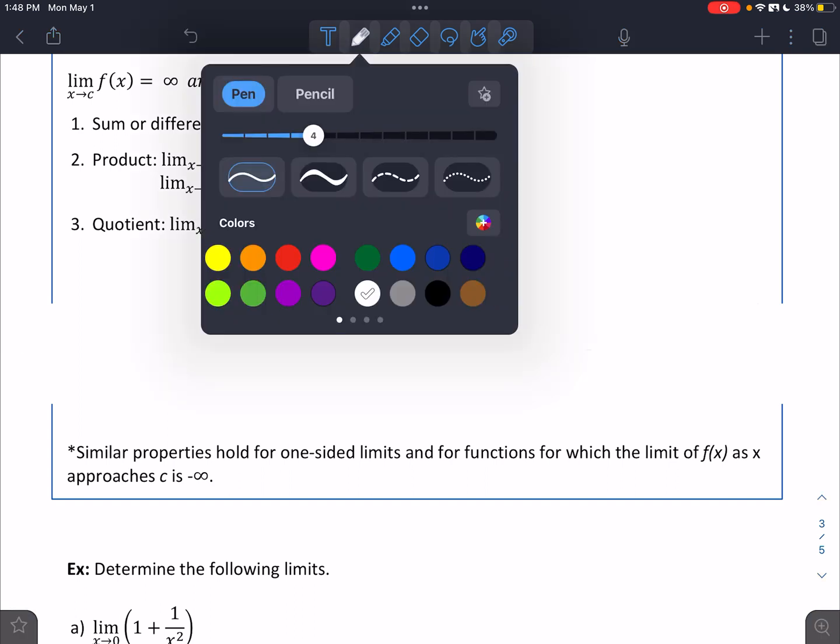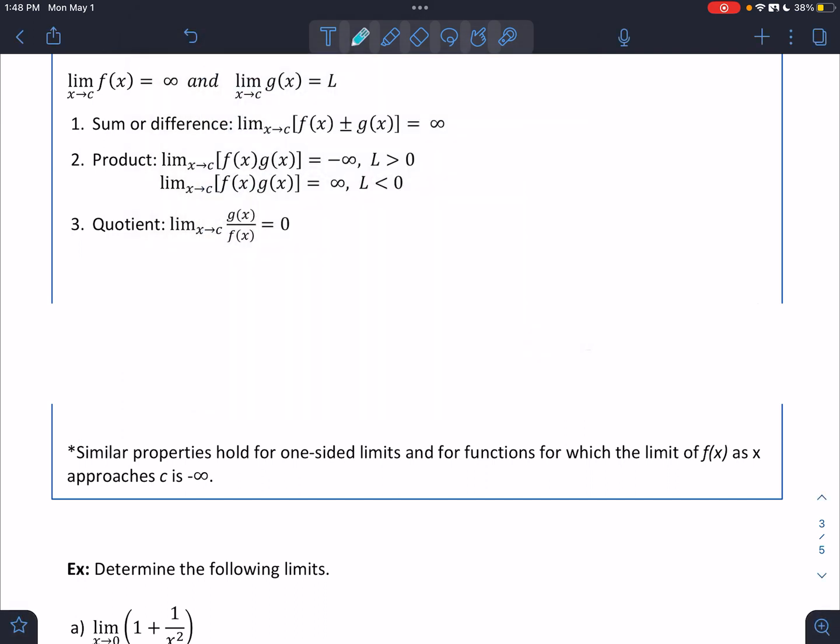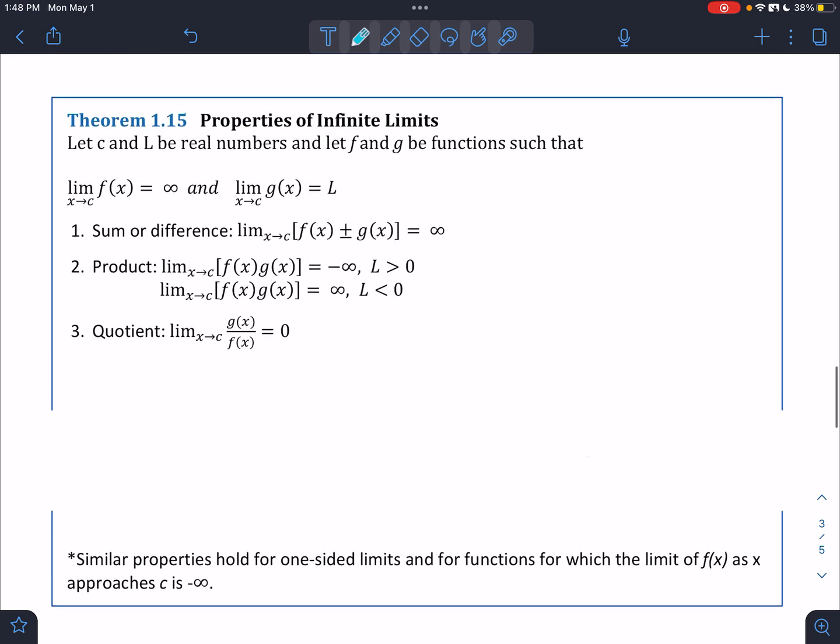So one thing they're saying is if we add or subtract a limit that's infinite with a limit that's real, imagine my limit is 5. Infinity plus 5 is really just more infinity, right? So number one is saying it's just getting closer to infinity. If it was negative infinity plus 5, minus 5, it would be negative infinity. So the sum or difference of an infinite limit with a real limit is still infinity. The product is saying that if you multiply them together, you're either going to get positive infinity or negative infinity.